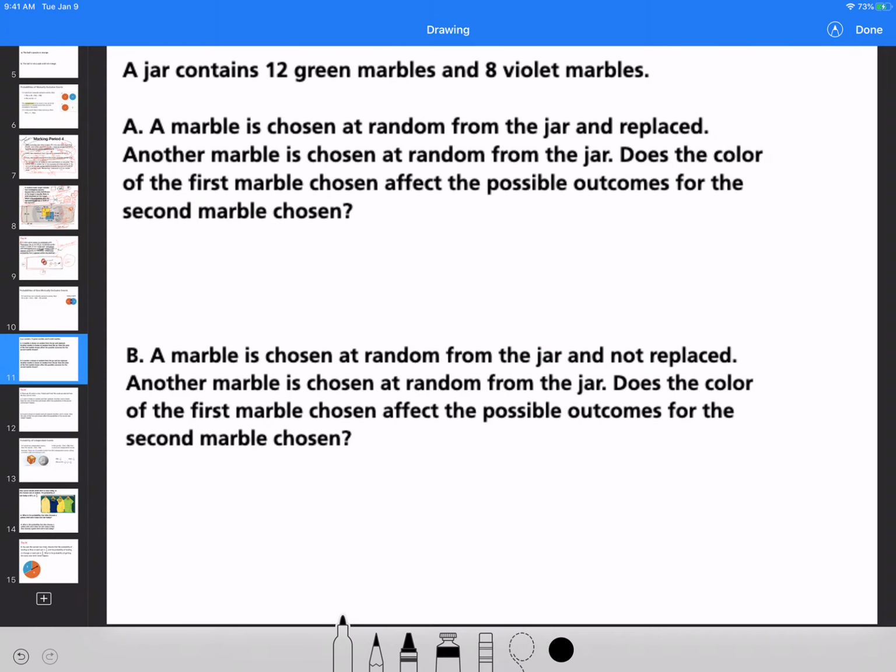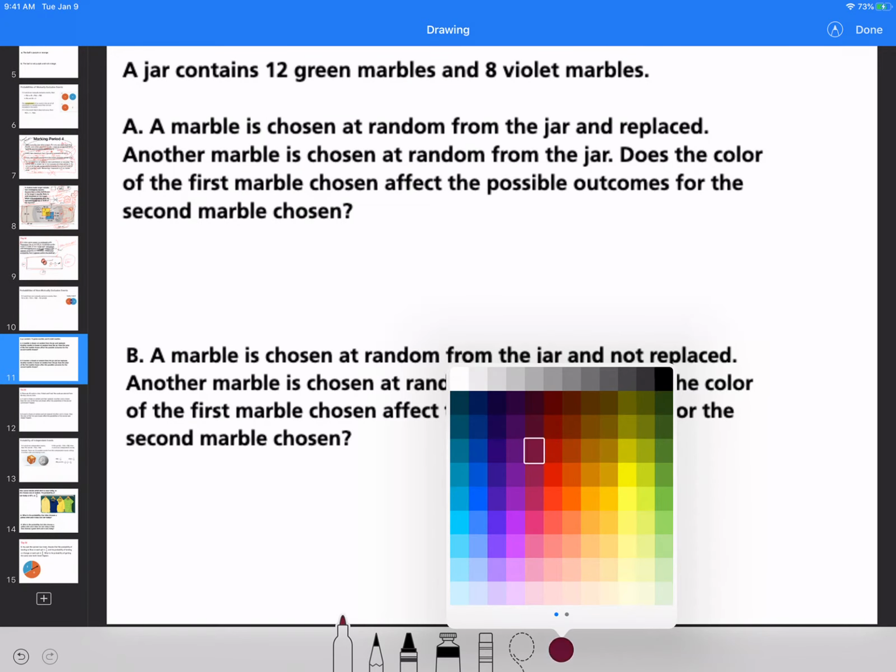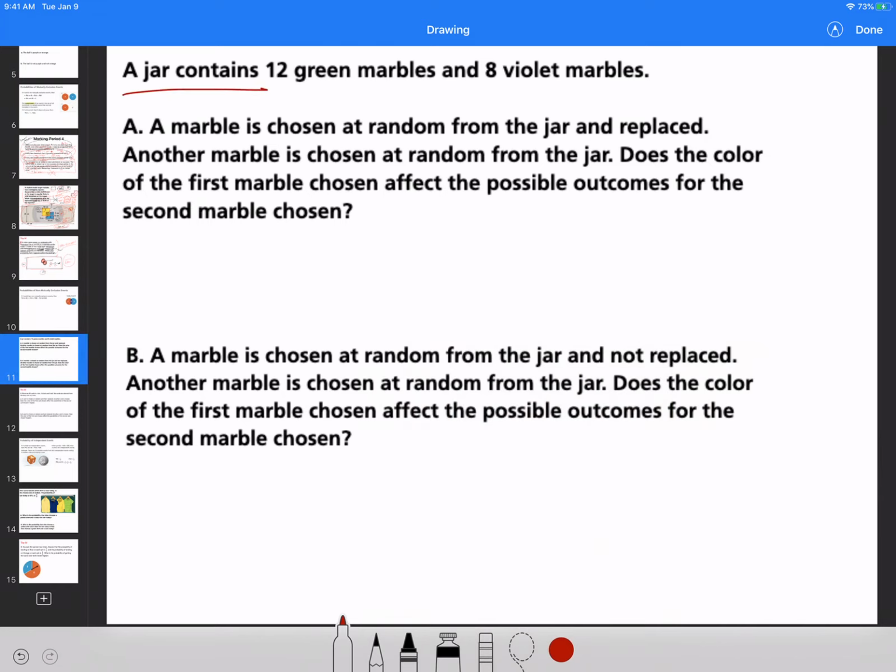Let's say the context is given to us like this. A jar contains 12 green marbles and 8 violet marbles, total of 20 marbles. A marble is chosen at random from the jar and then replaced. The key word here is replaced versus not replaced on part B. Another marble is chosen at random from the jar. Does the color of the first marble chosen affect the possible outcomes of the second marble chosen? Okay, so let's draw the situation.